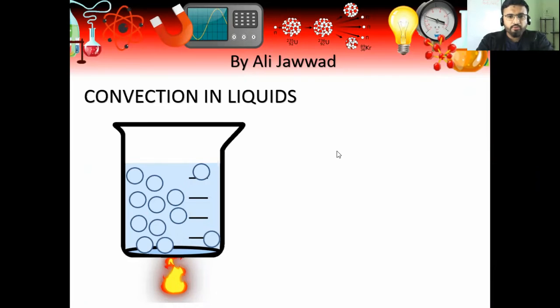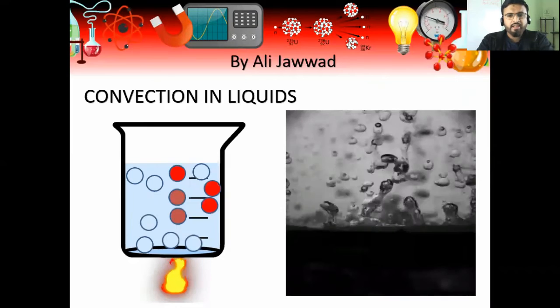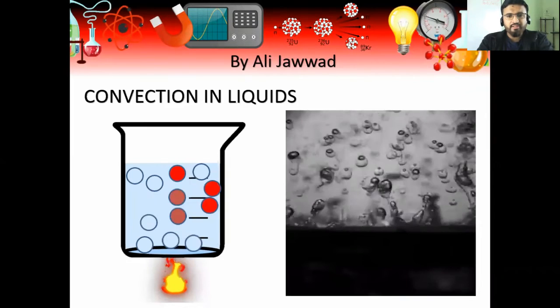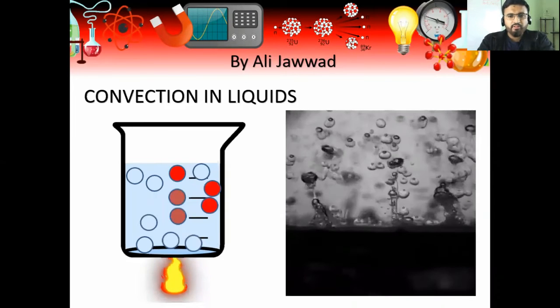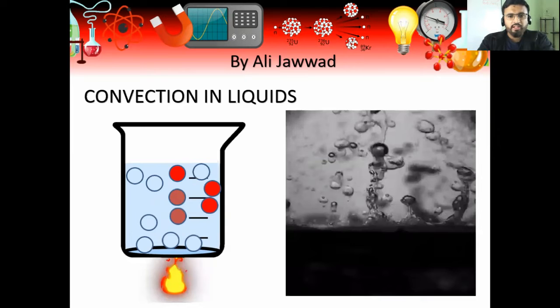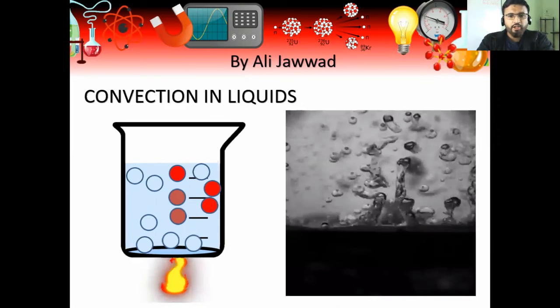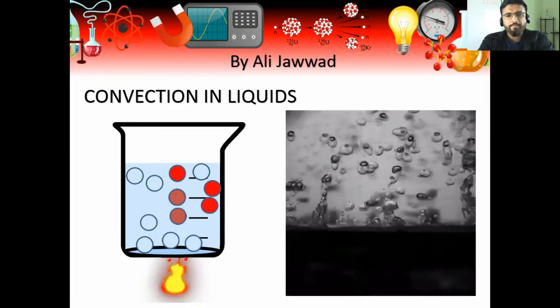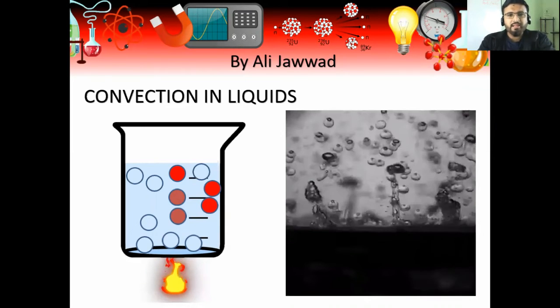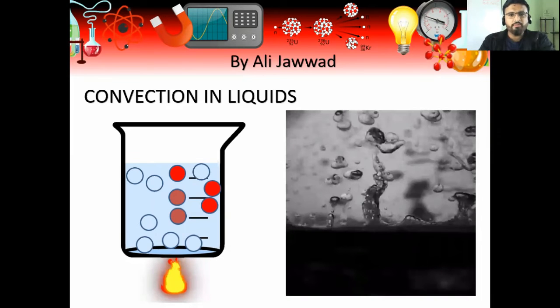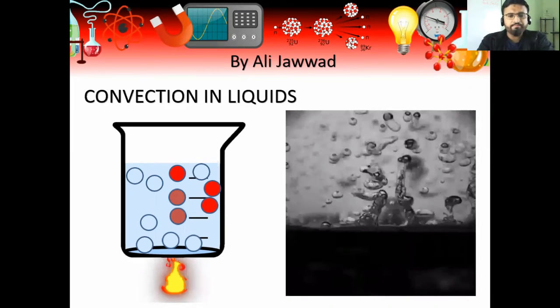The hot molecules start to rise like this, and the cold molecules sink. As you can see in this image, the hot bubbles of liquid are rising while the colder ones are sinking towards the bottom of the container. This enables the heat to be distributed in the whole medium.